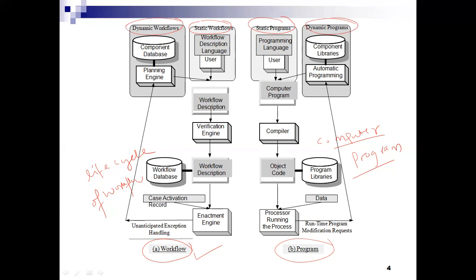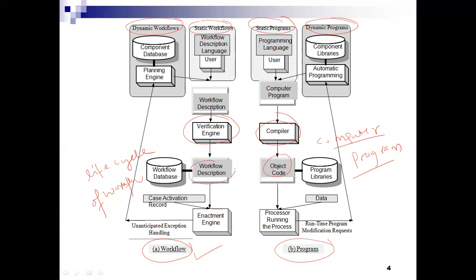We have the programming languages here. We have the workflow description languages. So mainly with respect to the computer program, we have a compiler. You know what a compiler is and how it works. And with respect to the life cycle of workflow, we have the verification engine. Then object code will be there to run the sequence of instructions.